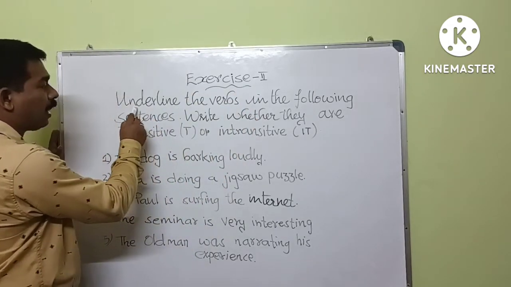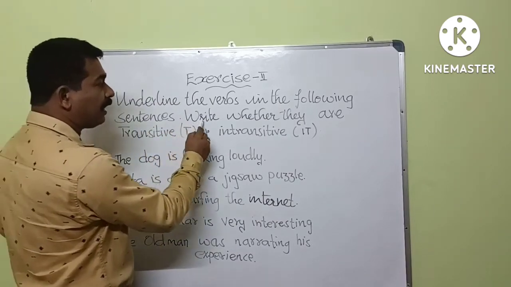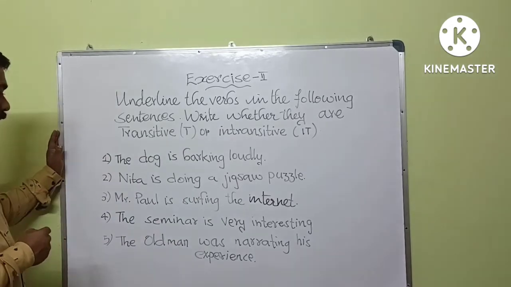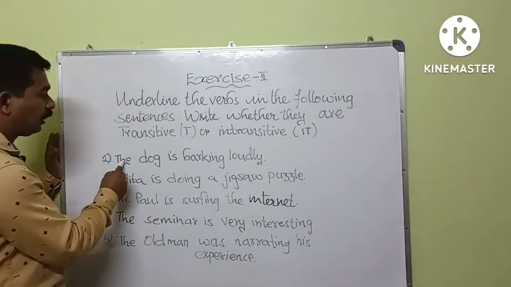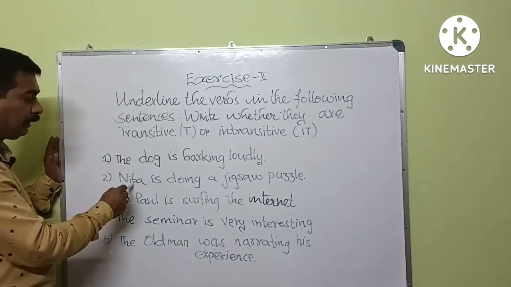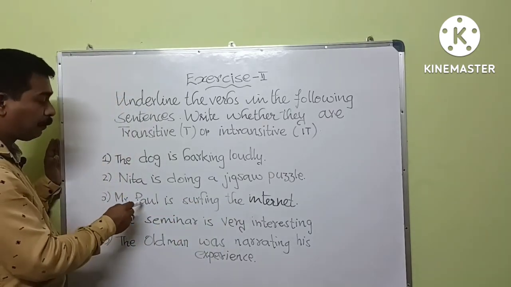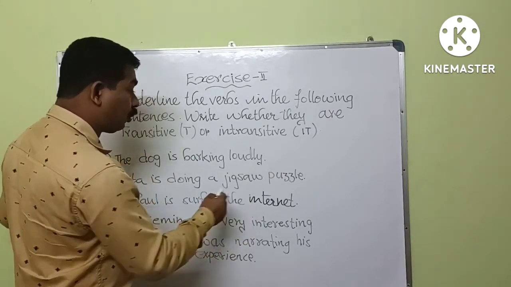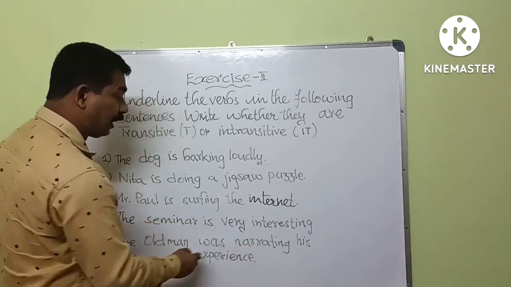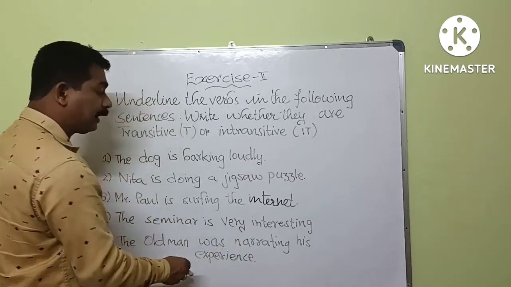Exercise number 2, underline the verbs in the following sentences. Write whether they are transitive or intransitive. First one, the dog is barking loudly. Number 2, Nita is doing a jigsaw puzzle. Third one, Mr. Paul is surfing the internet. Fourth one, the seminar is very interesting. Fifth one, the old man was narrating his experience.